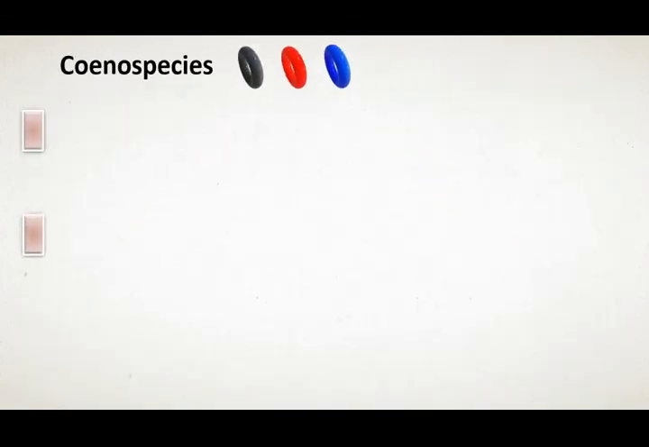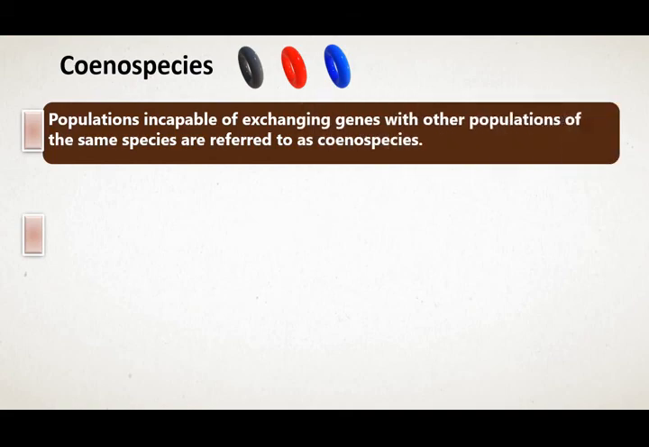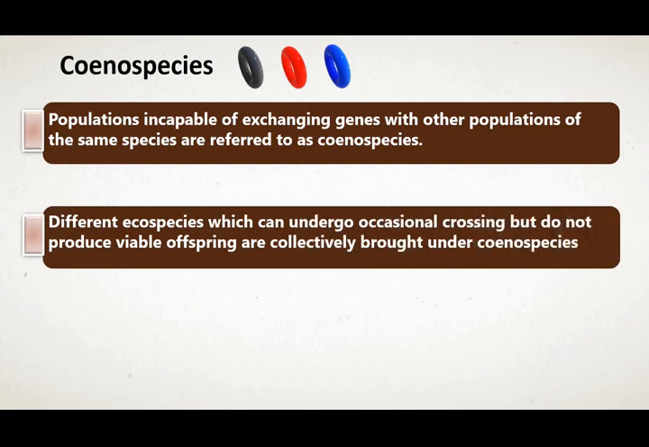What do we mean by coenospecies? Different ecospecies which can undergo occasional crossing but do not produce viable offspring are collectively brought under coenospecies. In other words, populations incapable of exchanging genes with other populations of the same species are referred to as coenospecies.